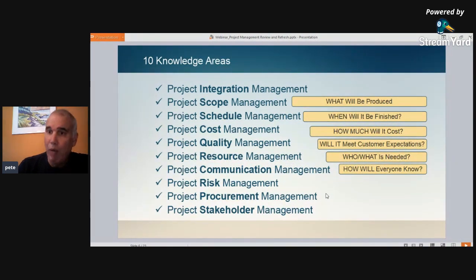Communication management, how will everybody know? How will everybody know what? How will everybody know it's their time to do work? When they're expected to be doing it? What the customer expectations are, so on and so forth. Communication also wraps around all of these knowledge areas, as does risk management.